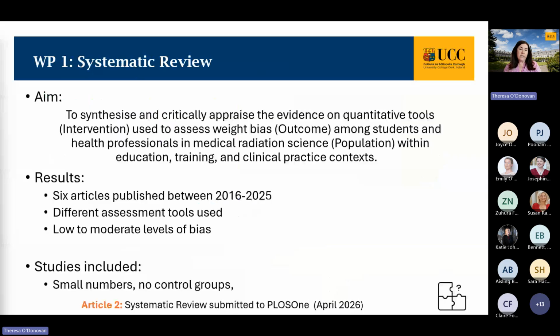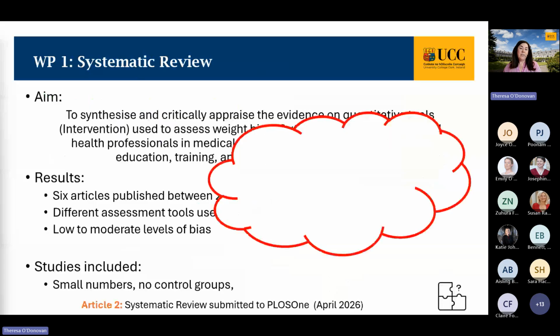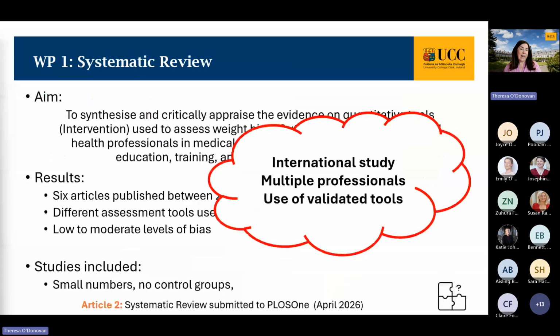However, all of these studies had very small numbers. There were no control groups, and also there were very few radiation therapists within the cohorts studied. So I suppose this has led us to looking at work package 2, where we wanted to conduct an international study, utilize hopefully validated tools, and try and get as many professionals involved.